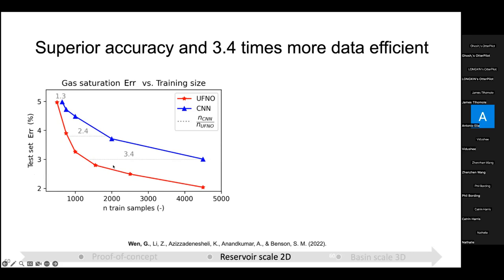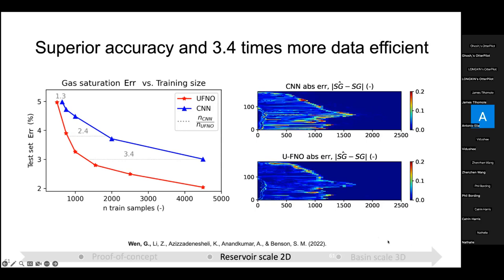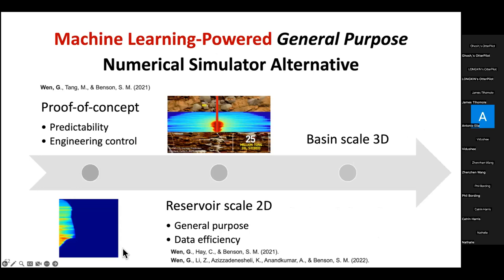On the right-hand side, we also have this little cartoon that shows the CNN absolute error on the top and the UFNO absolute error at the bottom. You can see that the plume is nicely captured with the UFNO, even in this very highly heterogeneous permeability map. So that concludes the second section on the reservoir scale 2D model.